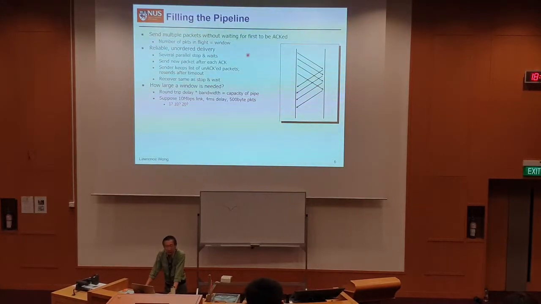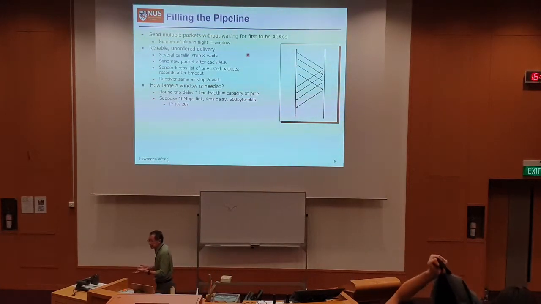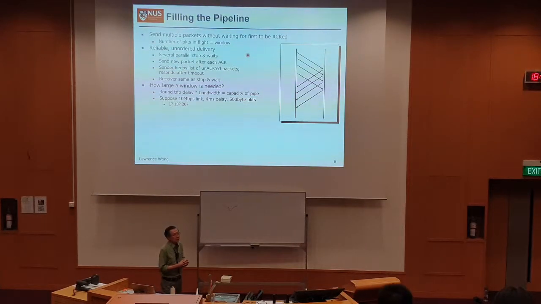The sender keeps a list of unACKed packets, not yet received or negative ACKs, and then resends after a timeout. The receiver is the same as stop and wait. How large a window will depend on the quality of the line and the RTT. If the quality of the line is good and your RTT is short, you can have a larger window. But if the quality of the line is bad and your transmission delay, which determines your RTT, is long, then you have a shorter window. A shorter window will affect the throughput.